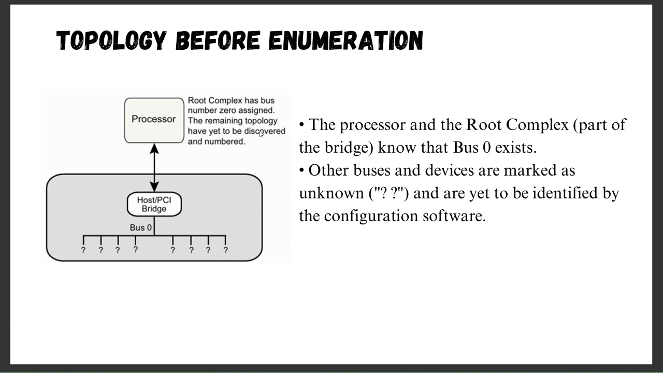After a system restarts or powers up, the configuration software scans the PCI Express fabric to discover the topology of the devices connected to the system. This process is called enumeration. Now we will look at how it happens step by step. At the start, the only known device in the system is the host or PCI bridge.